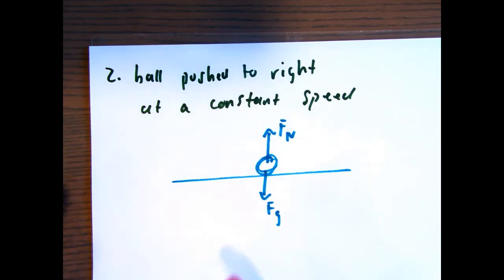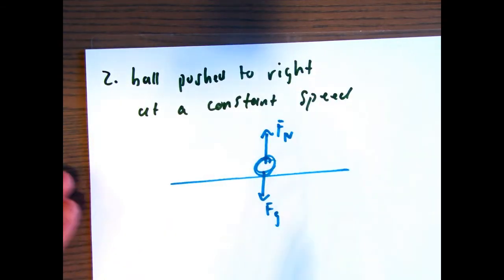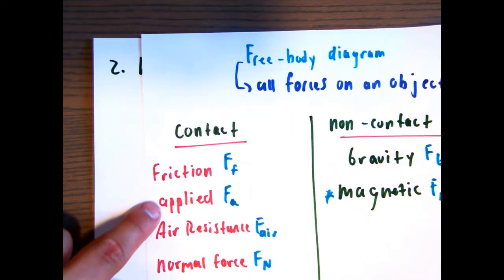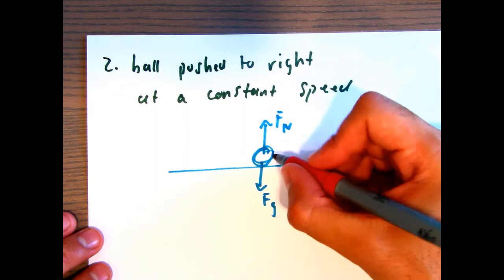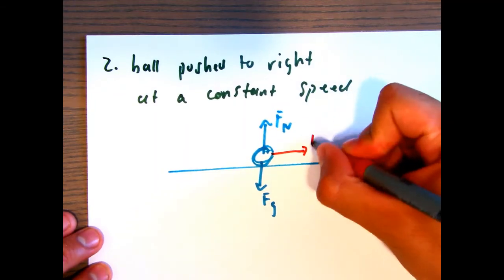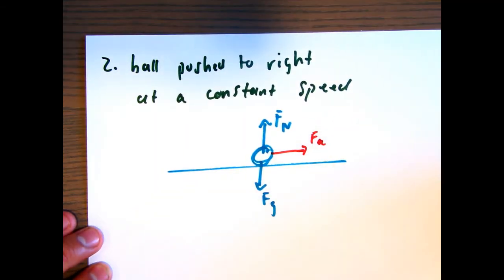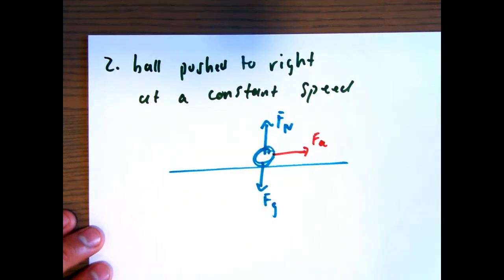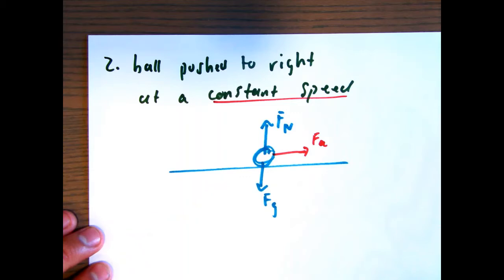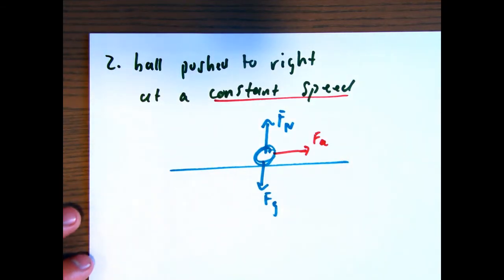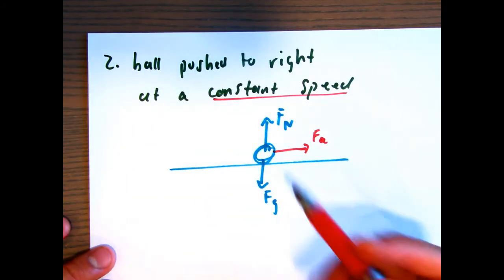Okay, so the ball is being pushed to the right. So any push or pull, that's my applied force. Okay, applied force is just any push or pull. So it's being pushed to the right, so it has an applied force to the right. Okay, this problem though, a key word is that it is at a constant speed. In other words, it is not accelerating. So if it's not accelerating, then it must have a balanced force in the opposite direction to the applied force.